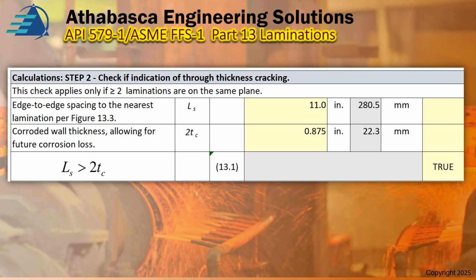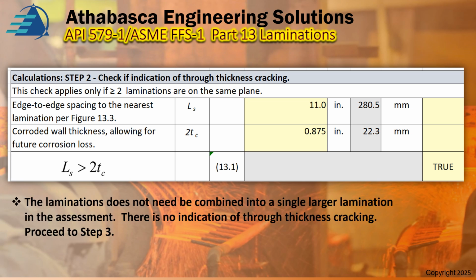Ready to begin our calculation. I've organized everything so it's super clear on my spreadsheet, and I have a step 2 check on whether indication is required through the thickness cracking. So then this is the calculation we check to see whether they need to be combined, and we found L is greater than 0.875, so it's true. So we conclude that the lamination does not need to be combined into a single larger element. In the assessment, there is no indication of through thickness cracking that we found earlier.